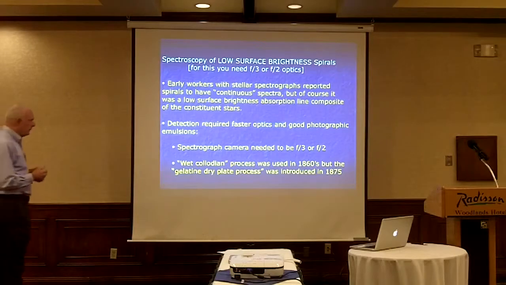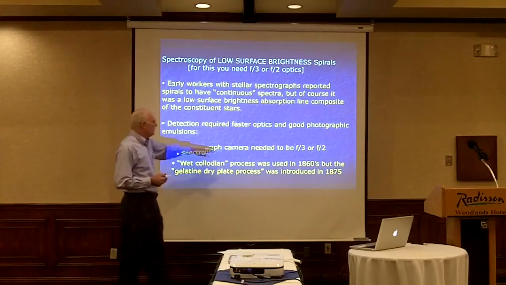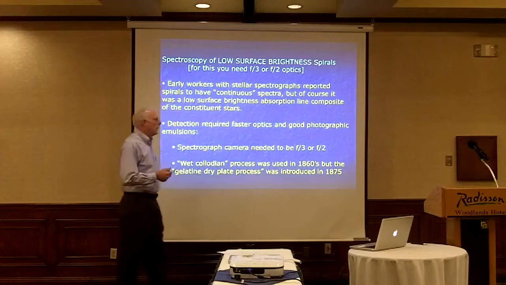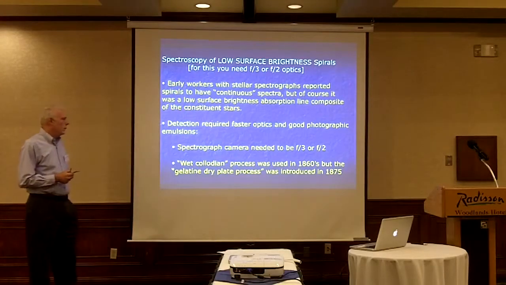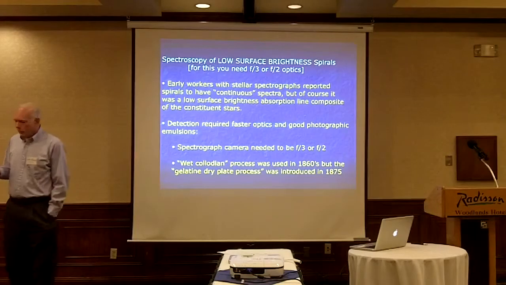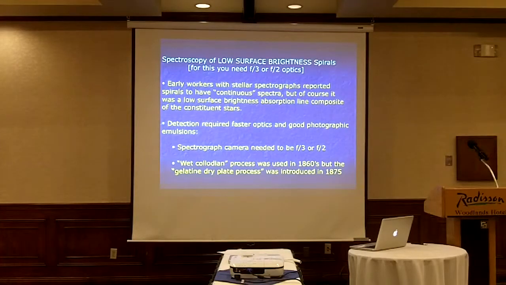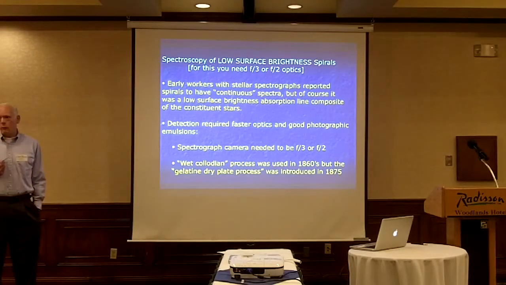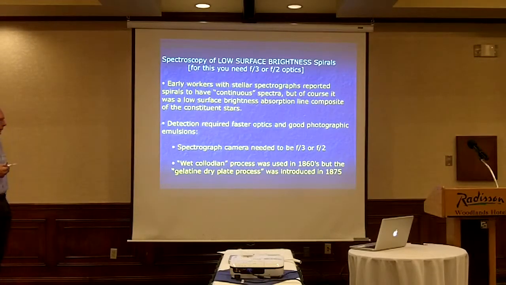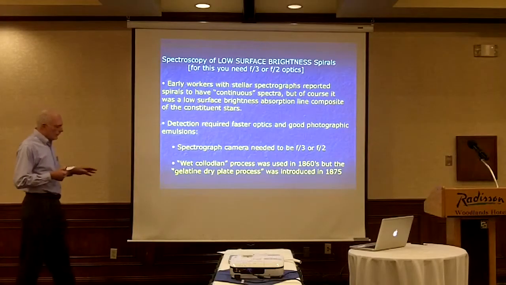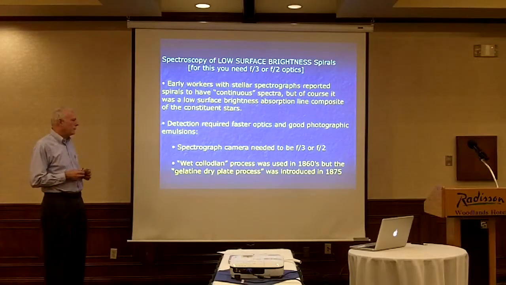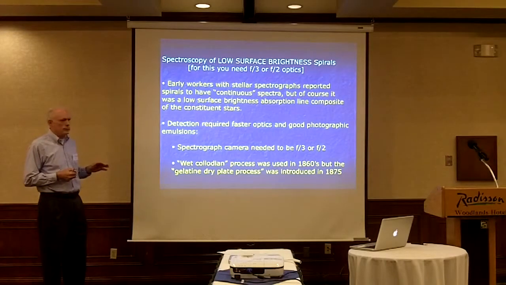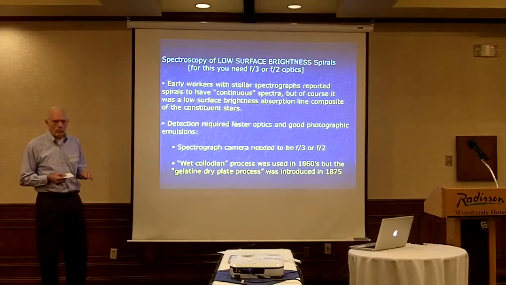And in order to see those, you have to move to a spectrograph camera that has an f3 or an f2 focal length. And then, of course, to measure the Doppler shift, you have to record the spectrum in a way with a comparison spectrum. Actually, William Huggins tried to measure Doppler shifts of stars visually and was unsuccessful at doing that. And so the advances in nebular spectroscopy are directly tied to the advances in the technology for the photographic process.